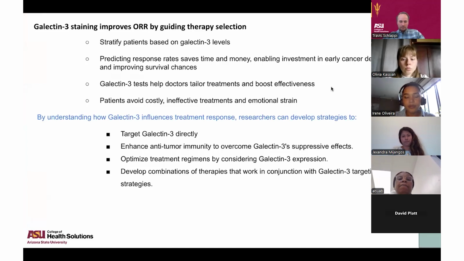My colleague has done a great job explaining the benefits of using guided therapy. So all I have to add here is that by understanding how galectin-3 influences treatment response, we can develop strategies where we can target galectin-3 directly, or we can enhance anti-tumor immunity to overcome galectin-3's suppressive effects. And we can optimize treatment by considering galectin-3 expression. And lastly, we can also develop combinations of therapies that work in conjunction with galectin-3 targeting strategies. Next slide, please.